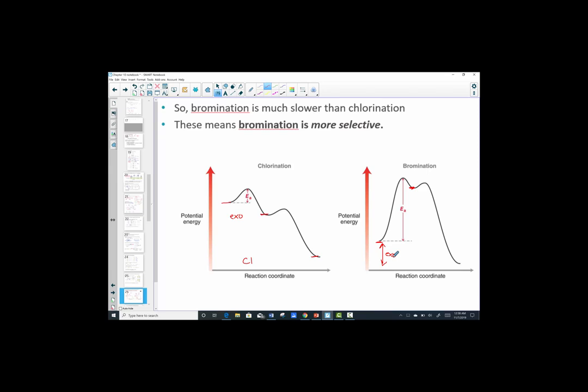So this means that bromination occurs much slower than chlorination. It takes a lot more energy to convince this first step to occur. The activation energy is much larger in the bromination as compared to the chlorination. Therefore, since it occurs much slower, bromine is much more selective at where it will add on to the carbon radical. Based on its thermodynamics, bromine is very selective.